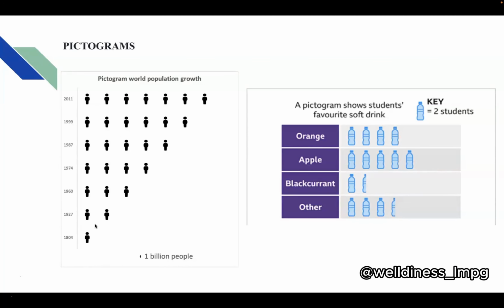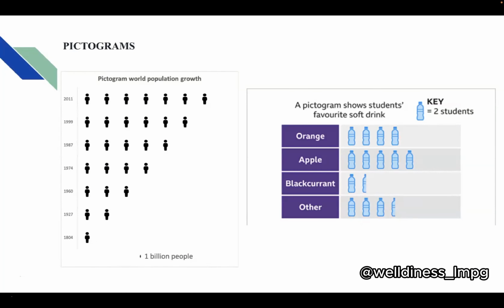Now pay attention. If you notice, in 1804 we had 1 billion people, and in 2011 we have 7 billion, right? 1, 2, 3, 4, 5, 6, 7. So what is the midpoint between 7 billion and 1 billion? That's 3.5 billion. So if you are saying 1974, you are wrong, because 1974 is 4 billion, which is above 3.5 billion. So the midpoint is in between 1960 and 1974. That's the correct answer. Do you understand?